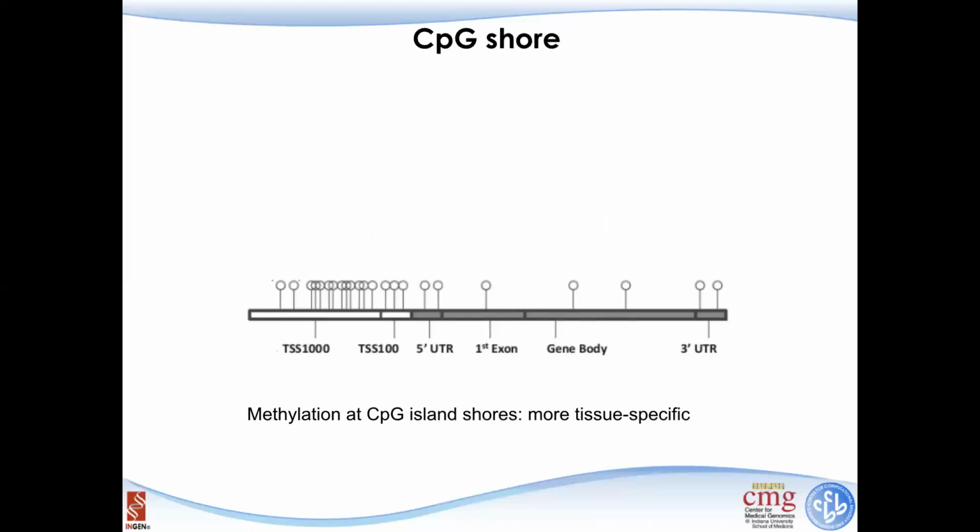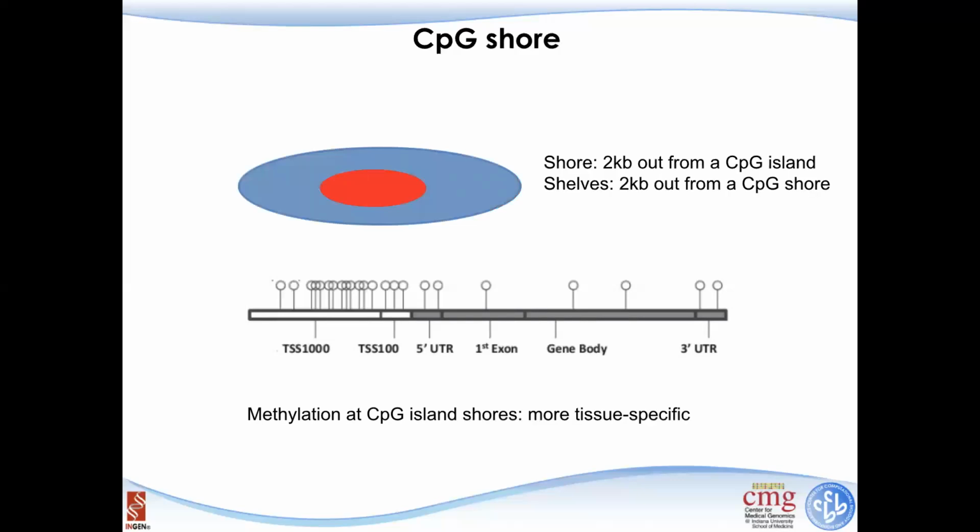And we assume there are CpG islands here, but most recently, we have a more sexy concept we call the CpG shore. It's something around the CpG island, like 2,000 base pairs away from the CpG island. And some people also call the more extended area the CpG shelves. It's 2,000 base pairs away from the CpG shore.